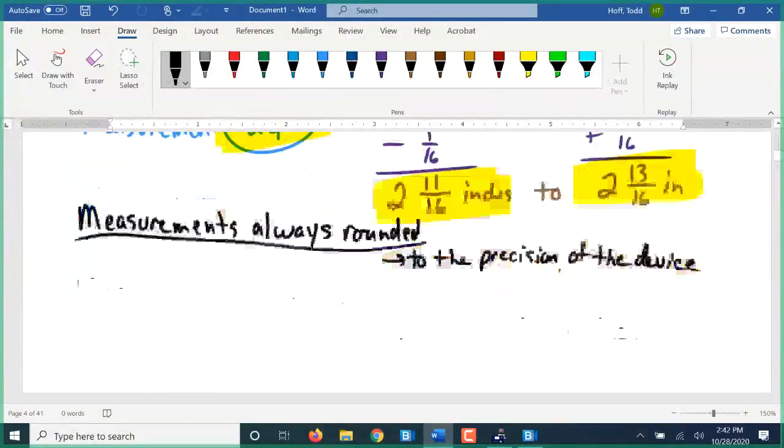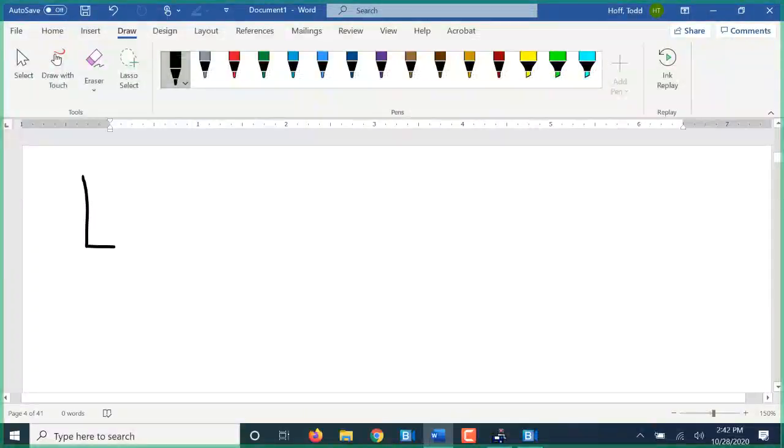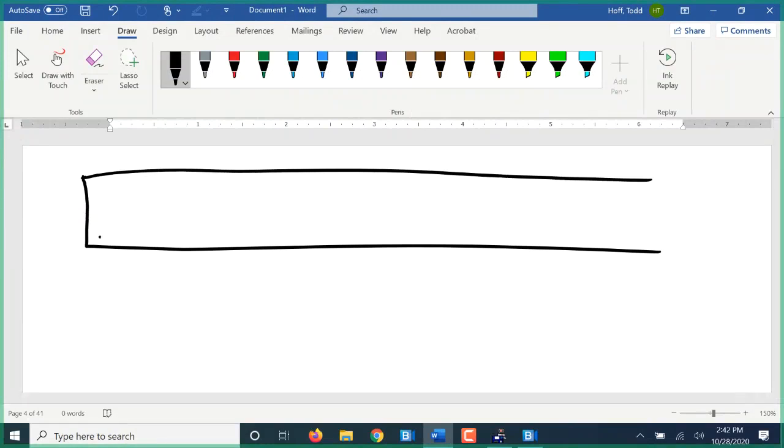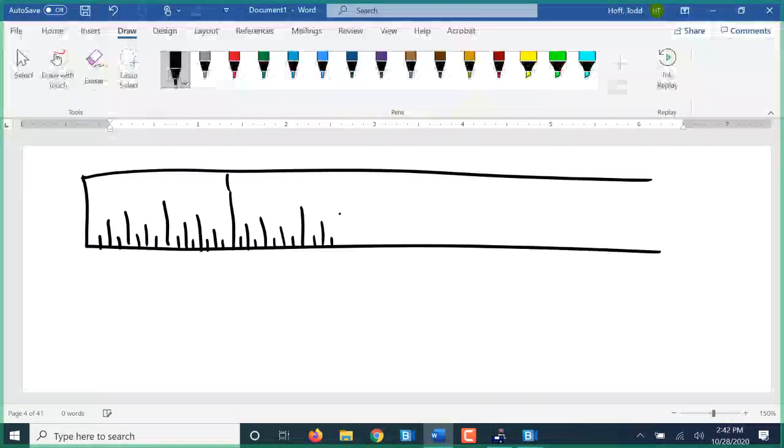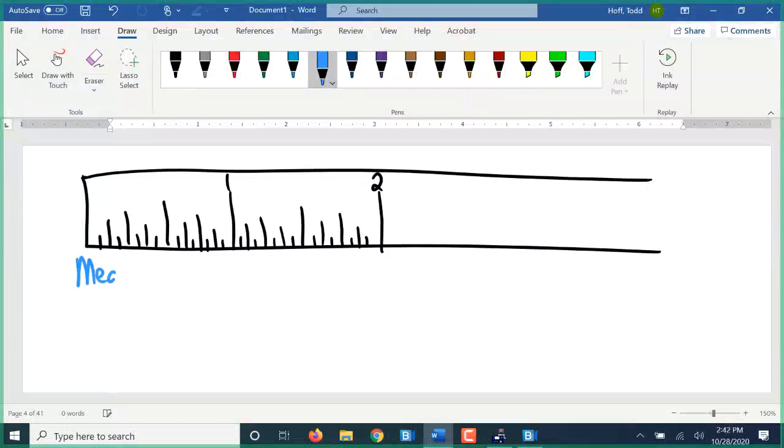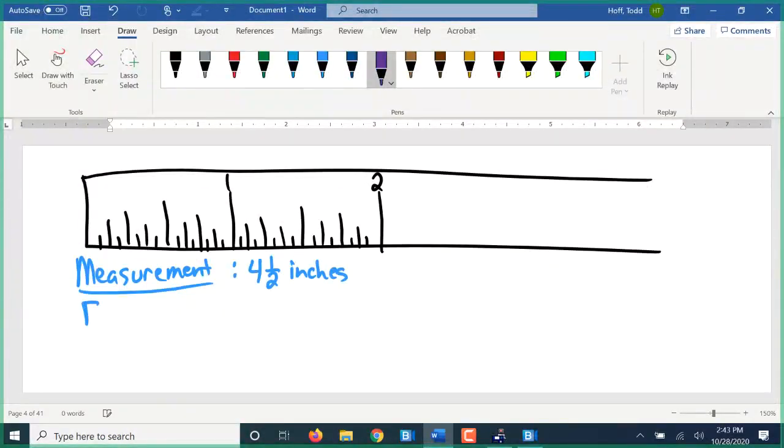So let's take a look here. If I give you this ruler, like this, and if I tell you that a measurement is reported as 4.5 inches, find for me the implied range in your notes.